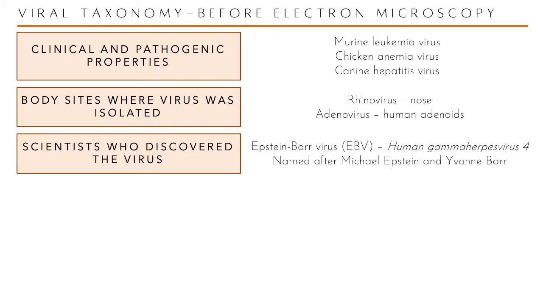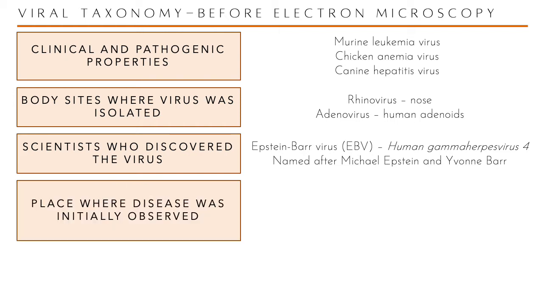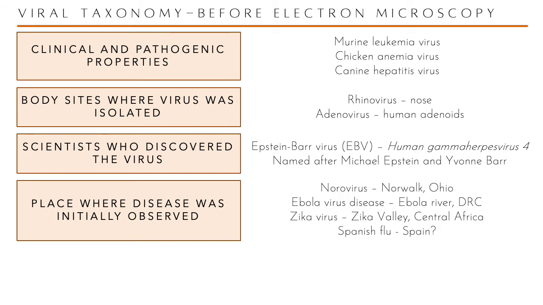Another way to name viruses before, and I'm going to talk about its application now, would be based on the place where the disease was initially observed. So some examples: norovirus, named for Norwalk, Ohio; the Ebola virus disease, named for the Ebola River in the Democratic Republic of Congo; Zika virus, from the Zika Valley, the villages lining the valley in Central Africa. What about the Spanish flu, though? Did it originate from Spain?